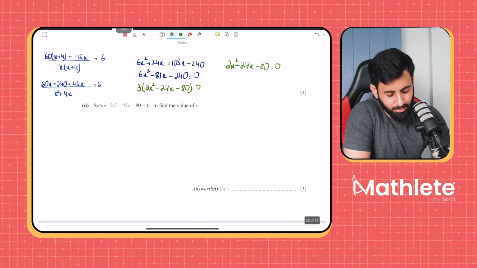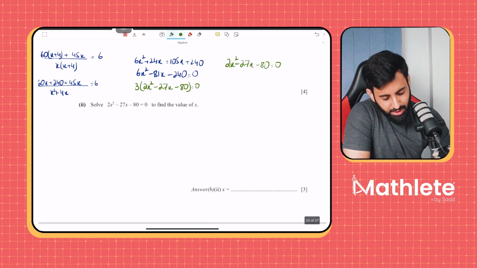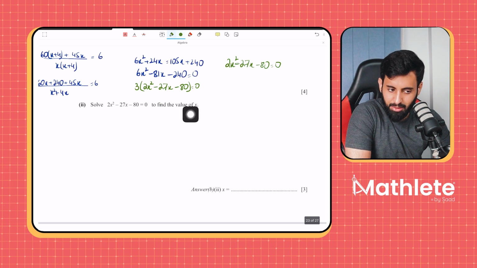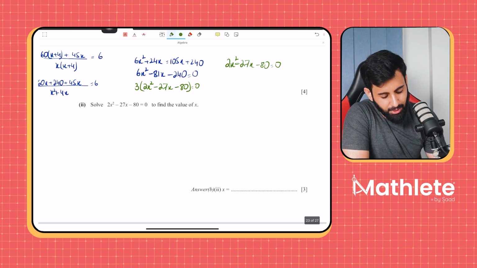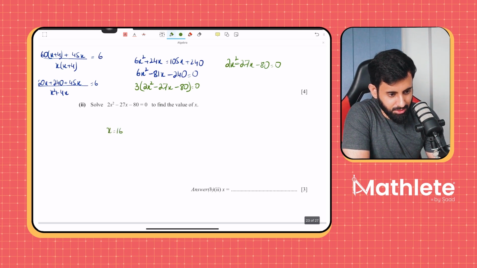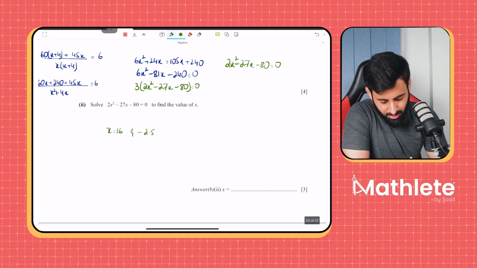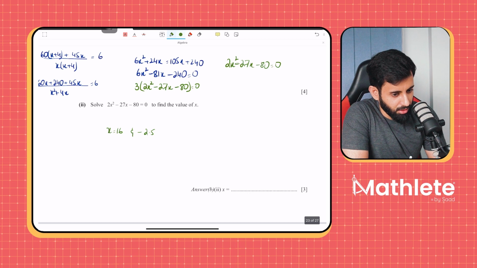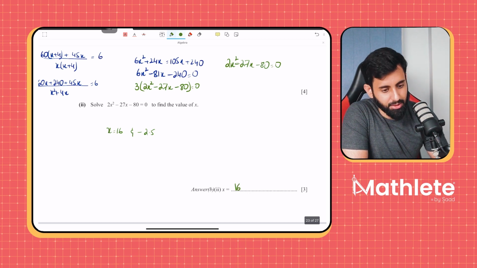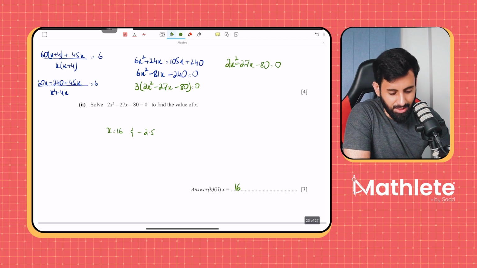Okay, now part 2. Now notice here the question says find the value of x. So when you solve this, you will get 2 values, 16 and minus 2.5. Since you're only supposed to write down one value, what is the value that you're going to go with? You're going to go with 16 only.